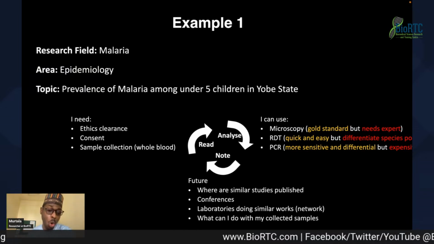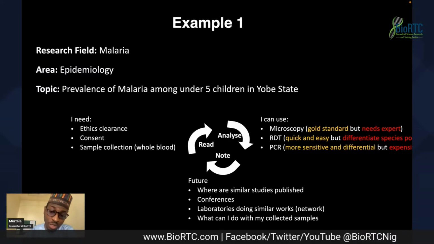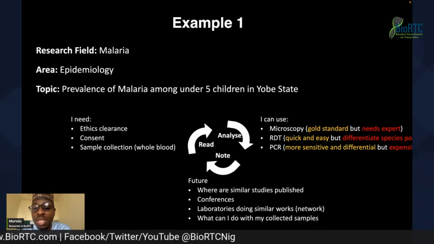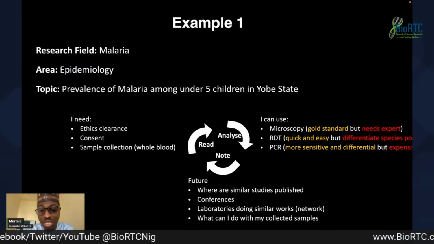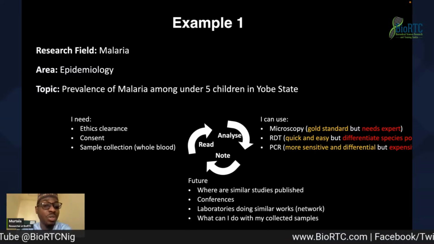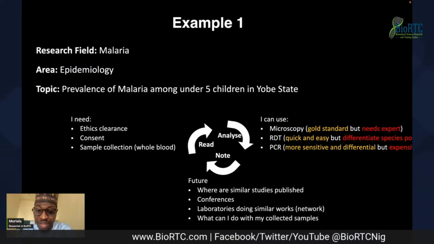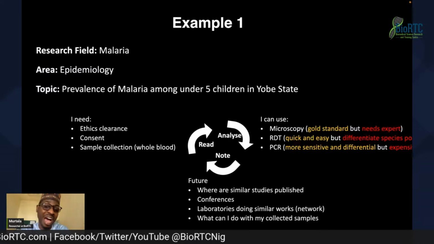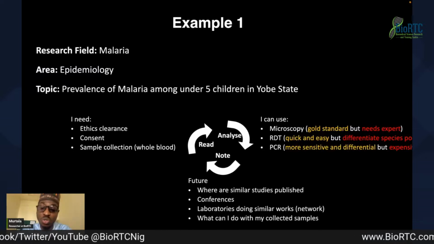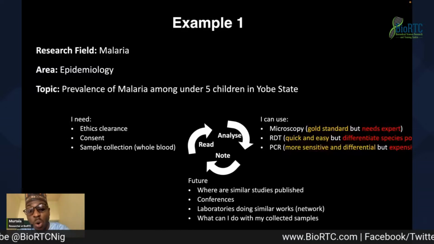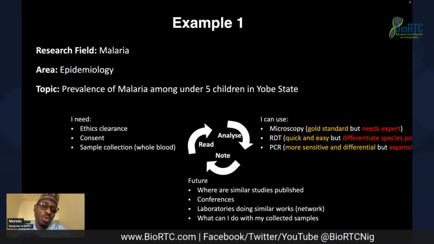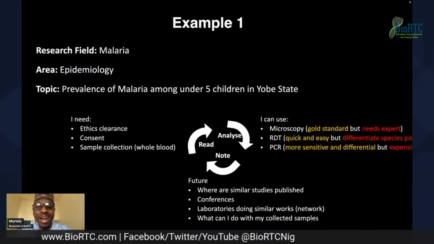Because I'm going to know what the level of malaria is amongst the population that I chose. I can use many ways. One of the ways I can use for the diagnosis is microscopy. This is something I will discover during my reading and analysis stage. I will find out that I can use microscopy, I can use RDT, or the majority of the literature that I read have used either RDT, microscopy, or PCR, or sometimes even a combination of all three. So now I would decide which one I want to use. This will depend on the budget that I have and other considerations.